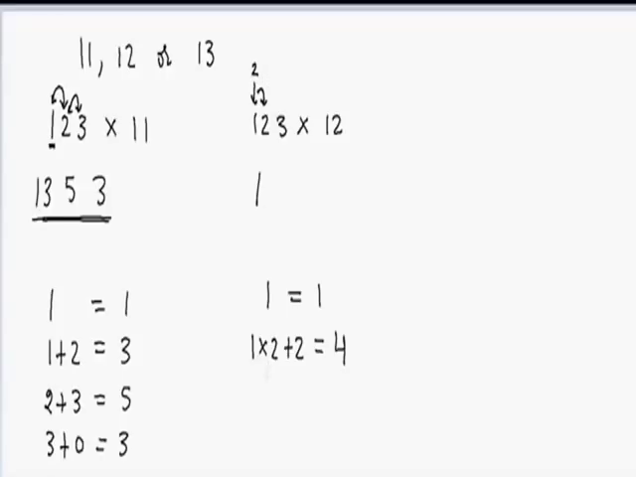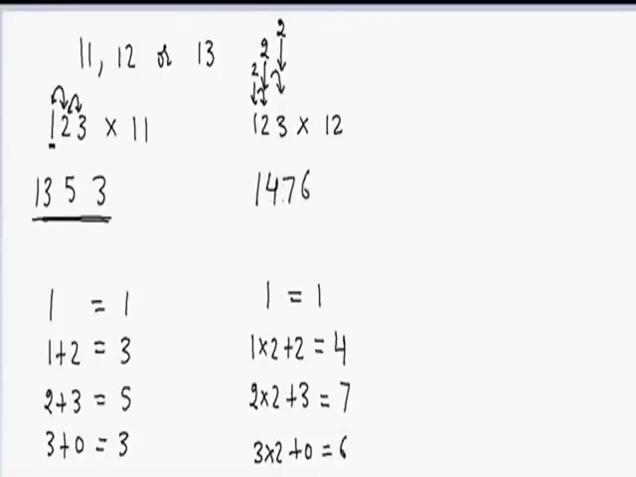Then for calculating the third digit of the answer, I'll do 2 into 2 plus 3, that will be equal to 7. So I multiply this by 2 and then I add it to the 3, so that will be equal to 7. And then for the last digit, I'll multiply the last digit by 2. So 3 into 2 plus 0, that will be equal to 6. So the answer will be equal to 1476.